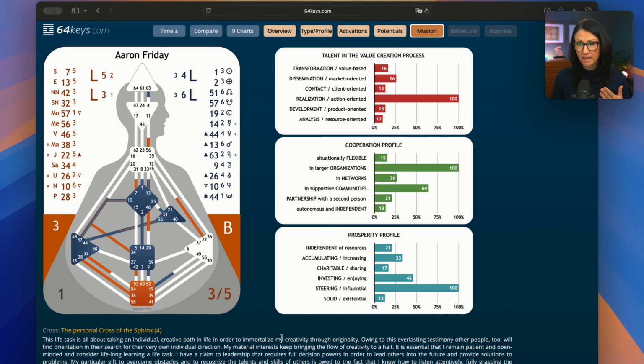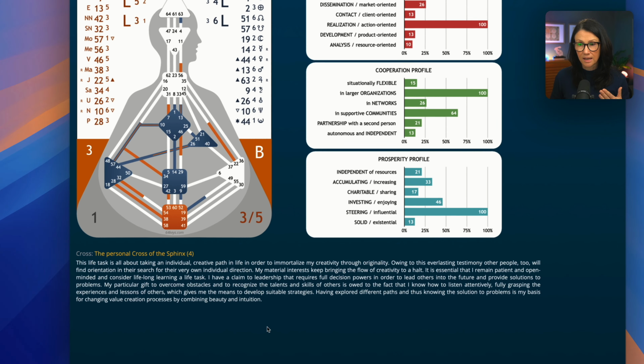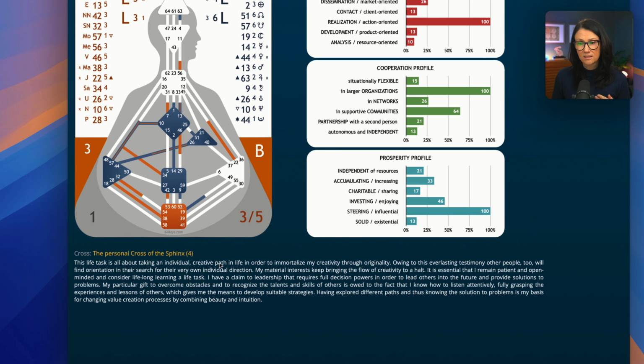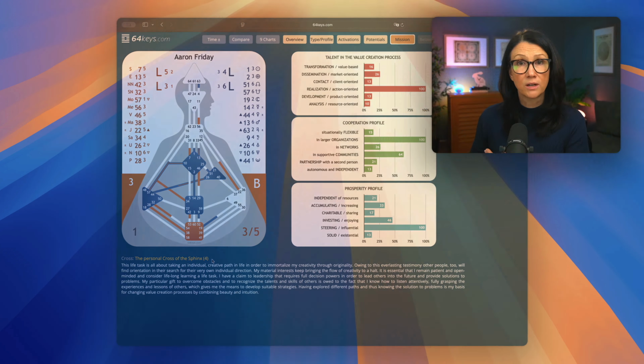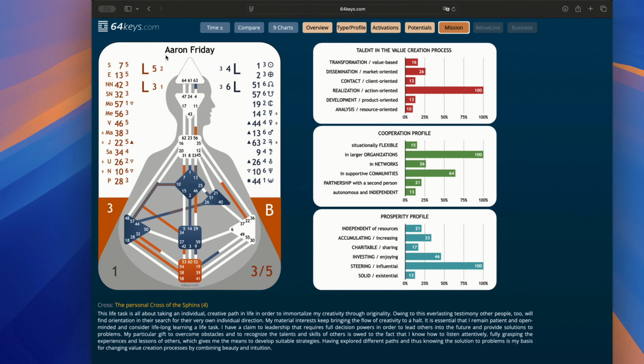So this mission text is a text explaining exactly this cross. And this text also takes into account that Aaron is a 3-5 profile, because it makes a huge difference if you are a cross of the Sphinx in a 1-3 profile or a 3-5 profile. So this brings me to the next feature in the 64 Keys basic version, the dictionary.